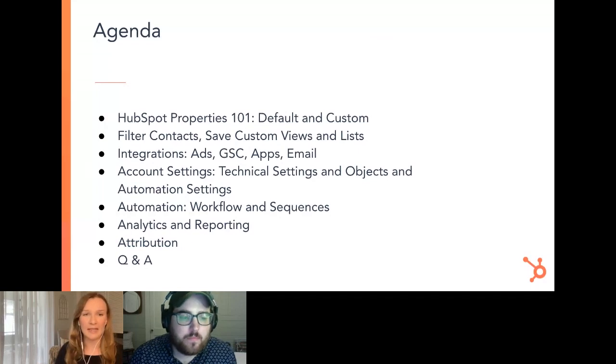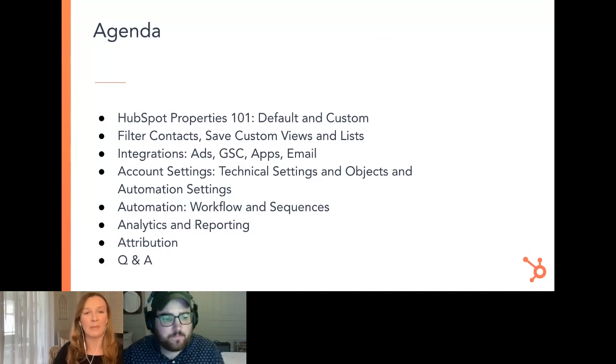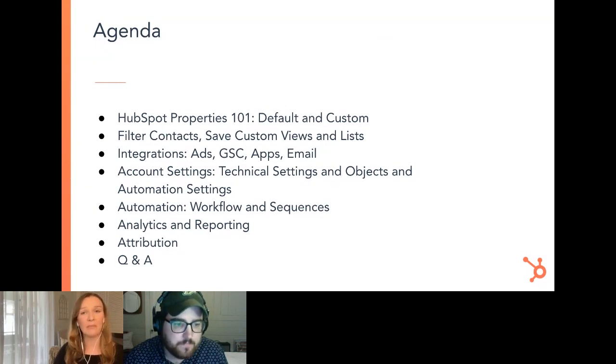So this is the list of things we're going to be covering today. We're going to be going through the properties, some functional use of filtering for contacts, saving custom views, and when to use lists, some of the integrations that are a really powerful part of the HubSpot platform, some of the account settings from the technical standpoint, and then also the objects and automations, some of the automation features specifically with workflows and sequences, analytics and reporting, and attribution. And at the end, we're going to be going through Q&A.